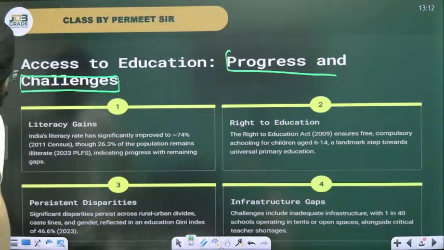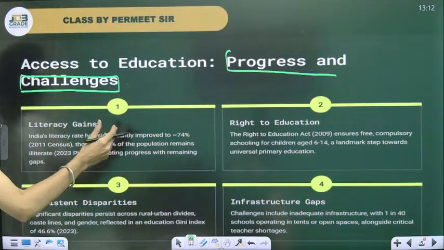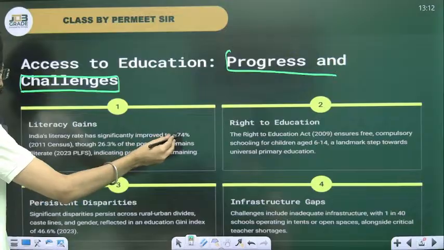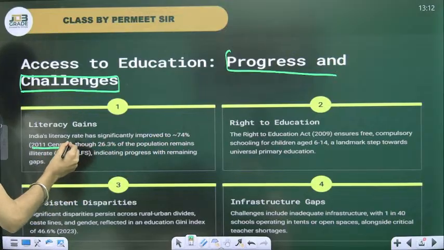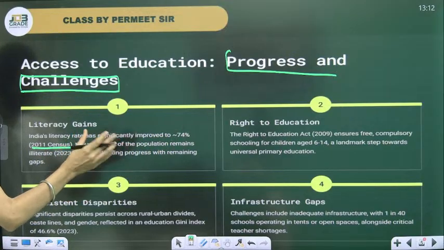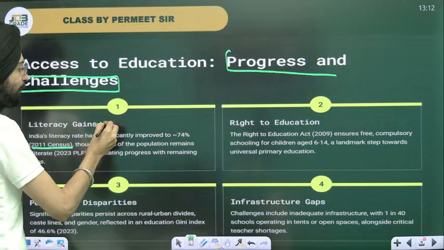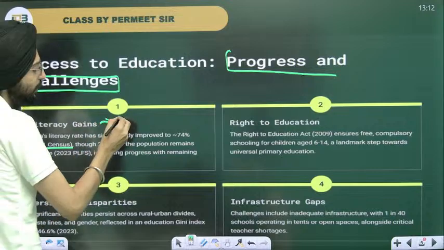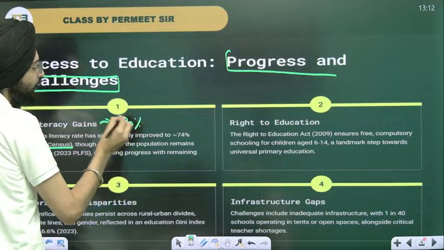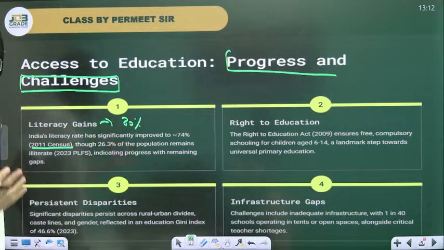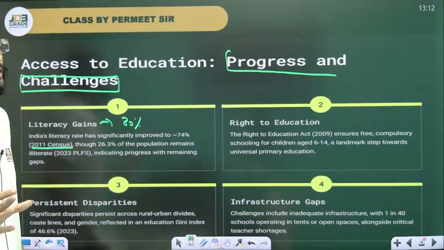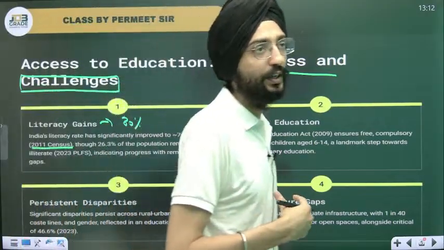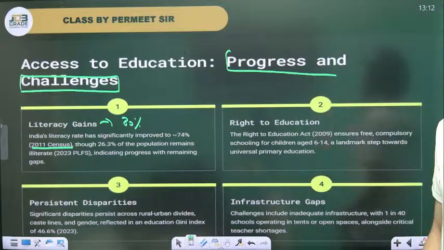Okay. So India's literacy rate has significantly improved. It was 74% as per the 2011 census, but at this moment, because that is a 2011 statistic, it is approximately 80%. Literacy has improved, but the definition of literacy rate is very basic when it comes to India.